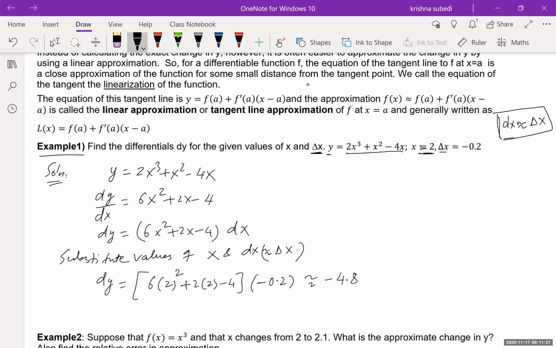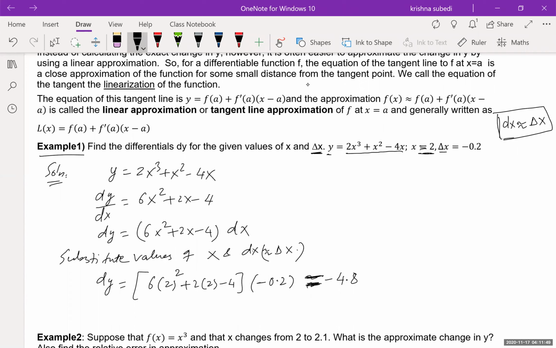Yeah, got the same. Okay, so it must be correct, right? Because we already said that if we get the same answer, probably the answer is correct, because it is very difficult to get the same wrong answer, by the way. Anyway, now we got this dy is approximately, or actually you can write equal, negative 4.8.